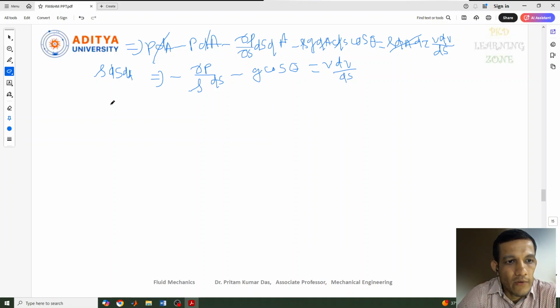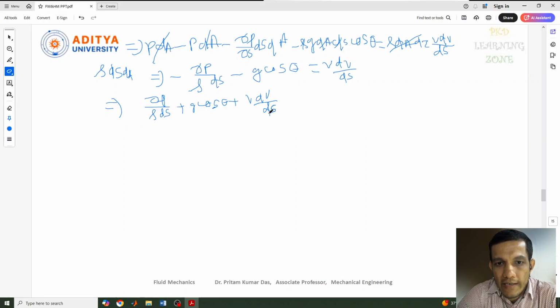Next, I'll take these two terms to the other side, so that the minus term will become positive. So what I can write: del p by rho ds plus g cos theta plus v dv by ds equal to 0. I hope you understand. These two terms I have taken to this side, and the other side will be 0. Now this is the term we are getting here.